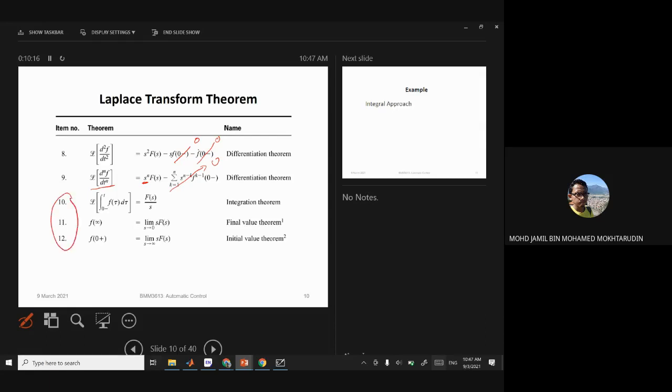Okay, this one is not important. So the important part here is the differentiation. If you have d squared f over dt squared, then you multiply s squared with F(s). If d^n f over dt^n, then you just multiply s to the power of n.